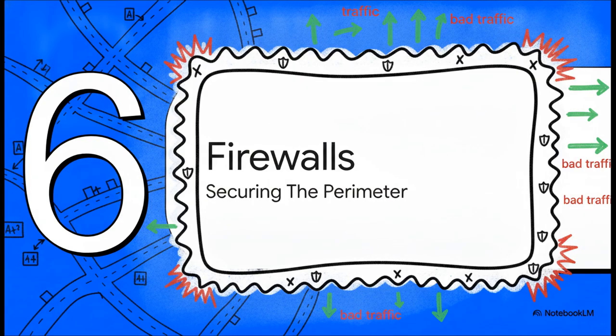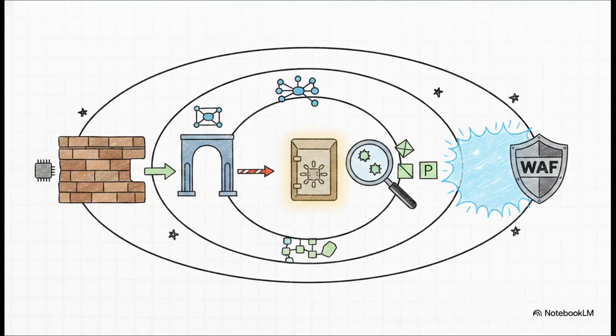And finally, we hit Section 6, Firewalls, Securing the Perimeter. Okay, we've built the roads, assigned the addresses, and routed the traffic. But now we gotta secure the perimeter to keep the bad guys out. According to NIST, a real security perimeter isn't just one giant brick wall. It's a layered defense-in-depth strategy.